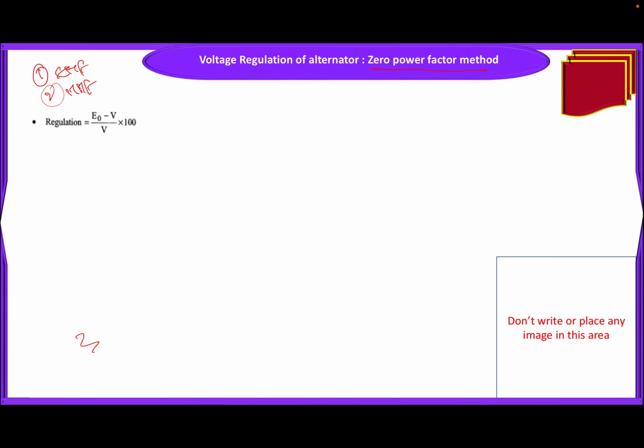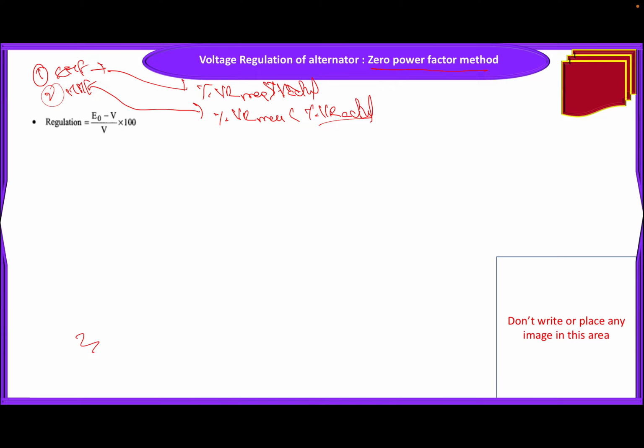If you recall, in the EMF method the measured percentage voltage regulation is more than the actual percentage voltage regulation, whereas in the MMF method the measured percentage voltage regulation is less than the actual. So both have certain drawbacks. In the EMF method, we consider the entire synchronous reactance as leakage reactance, whereas in the MMF method, the entire synchronous reactance is considered as armature reactance. Because of this, one percentage voltage regulation comes out more and the other comes out less.